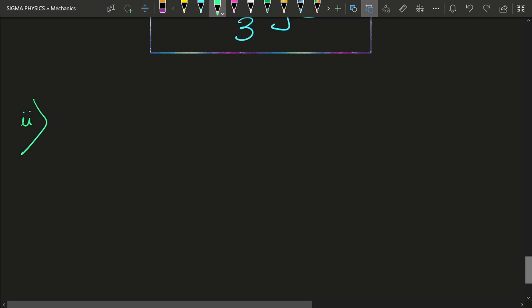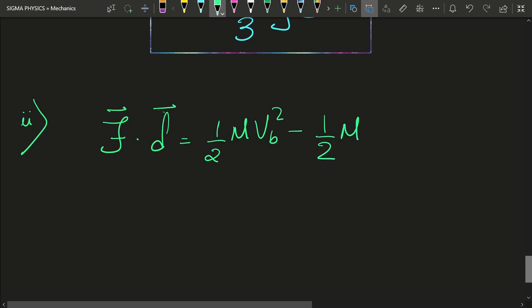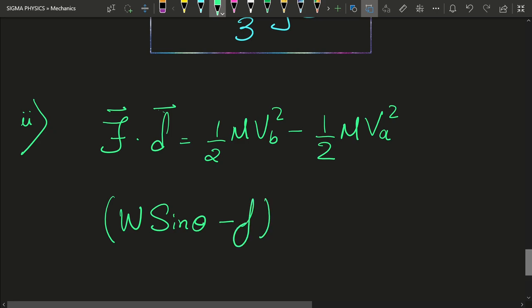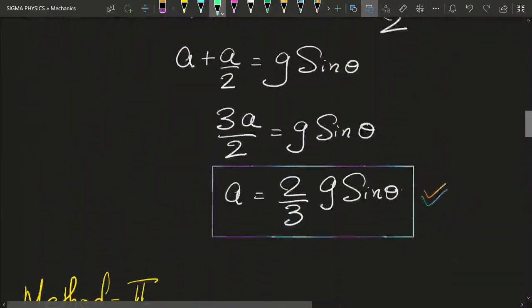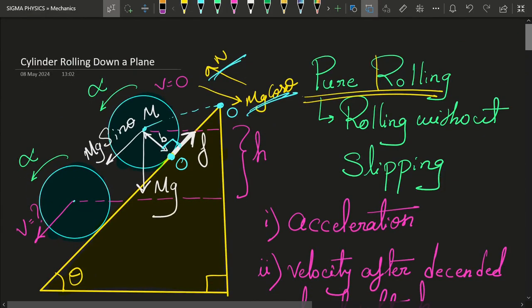First, I'm going to use the work energy theorem for translational motion. That states that force into displacement, which is the work done, is equal to half m v_b squared, the final kinetic energy, minus the initial kinetic energy. That is, the work done is equal to the difference in kinetic energy. Now, what is the net force? The net force is W sin theta, where W is the weight of the particle, minus the frictional force, times the distance. Let us say it has covered a distance L when it descended through a height h.